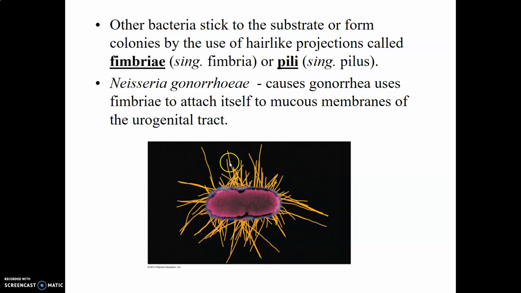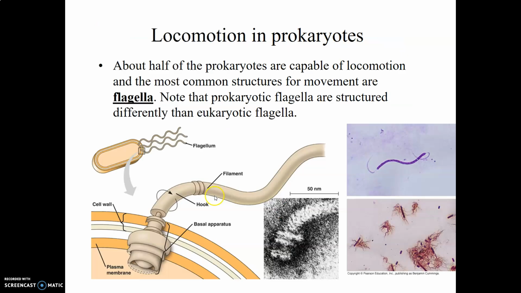Now, other bacteria stick to the substrate or form colonies by using hair-like projections called fimbrae or pili. This particular example is Neisseria gonorrhoeae, which causes the sexually transmitted disease gonorrhea, and it uses these fimbrae, these hair-like projections coming off of the cell wall to attach itself to mucous membranes of the urogenital tract. These fimbrae are not like flagella, so therefore they are not used for locomotion.